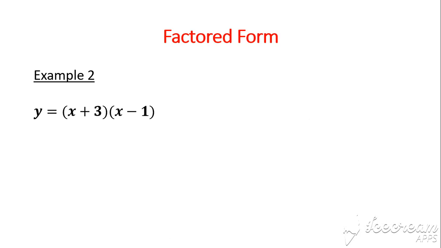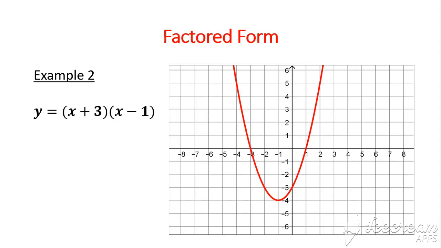Right, here's example 2. Y is equal to x plus 3 times x minus 1. Here's what the graph looks like. And once again, there are 2 roots or x-intercepts. The first here is at -3, and inside the brackets we write it as x plus 3, the opposite. The other root is here at +1, and inside the brackets we write it as x subtract 1 or x minus 1.